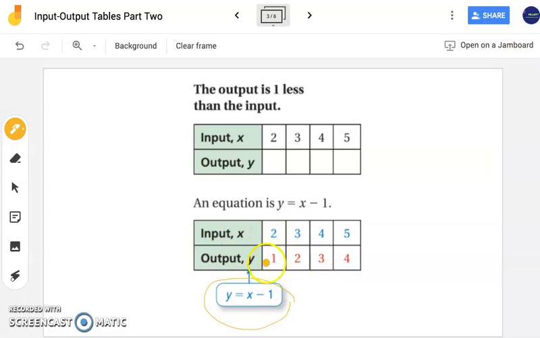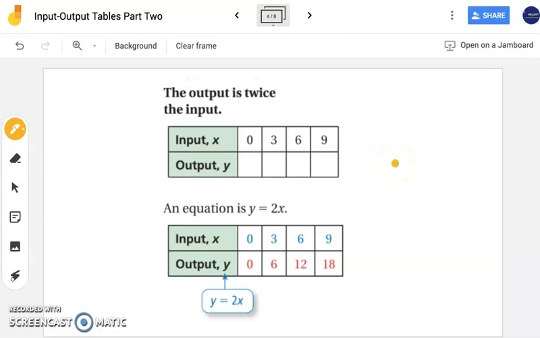Now, in this table down here, they already started using that equation. 2 minus 1 is 1. 3 minus 1 is 2. 4 minus 1 is 3. 5 minus 1 is 4. Notice that pattern of subtracting 1 to each input value gives you your output. And that is your pattern here, and that pattern helps you to identify the equation.